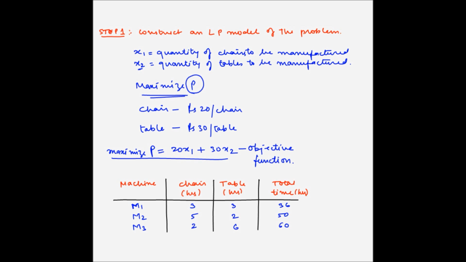chairs to be manufactured, then all the chairs will need 3x1 hours. Similarly, each table needs 3 hours of processing on machine M1 and the quantity of tables is x2. So the total time needed for x2 tables on machine M1 is 3x2. Now the total time taken by x1 chairs and x2 tables is 3x1 plus 3x2.